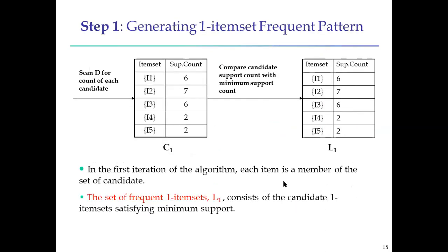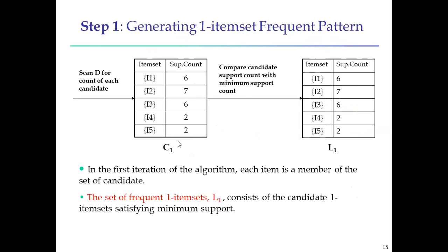So the first step is generating one item set frequent patterns. Scan D for the count of each candidate. Total 5 items were there, 1, 2, 3, 4, 5. In our data set with the 9 transactions, I1 occurs a total of 6 times, I2 occurs 7 times, I3 6, I4 2, and I5 2 times.